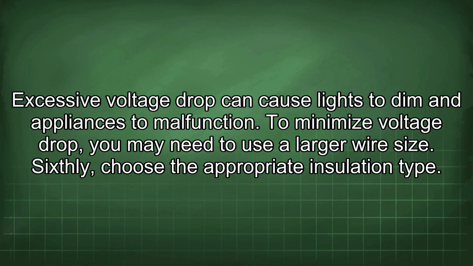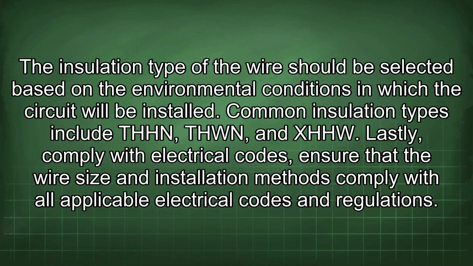Sixthly, choose the appropriate insulation type. The insulation type of the wire should be selected based on the environmental conditions in which the circuit will be installed. Common insulation types include THHN, THWN, and XHHW.